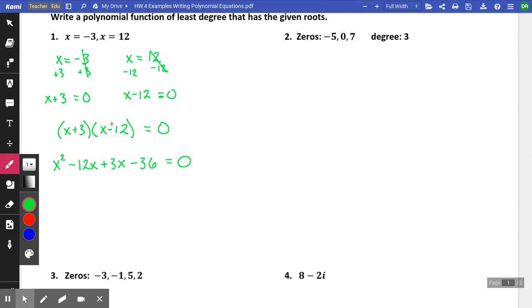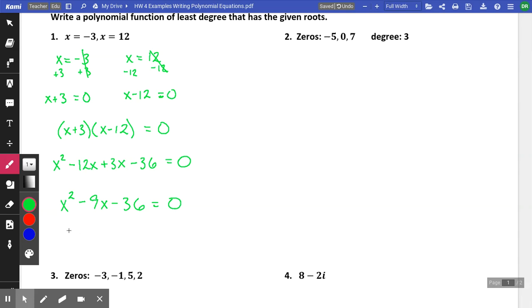As long as there aren't like terms, common terms that we can combine. And you notice in the middle here, we do have 2 terms that have an x. And so we'll go ahead and bring those together. And our polynomial is going to say x squared minus 9x minus 36. Okay. So this is a polynomial equation equal to 0, and this is good enough for us. We see that the polynomial x squared minus 9x minus 36 would have these 2 solutions of -3 and 12.